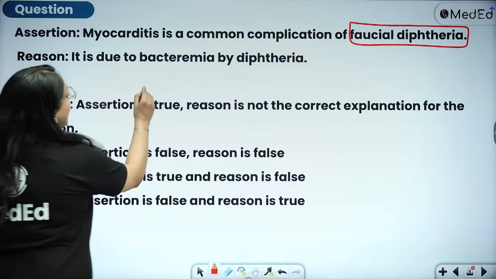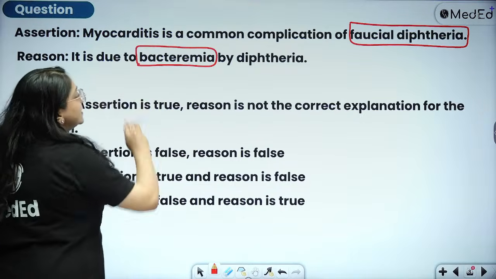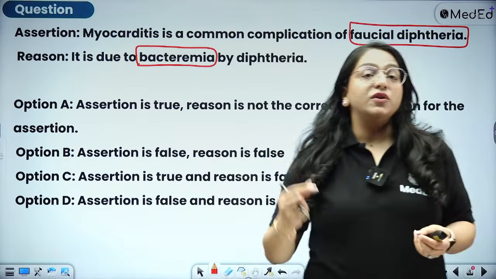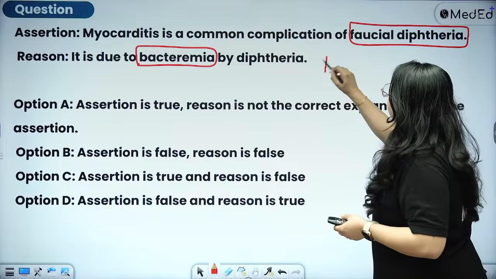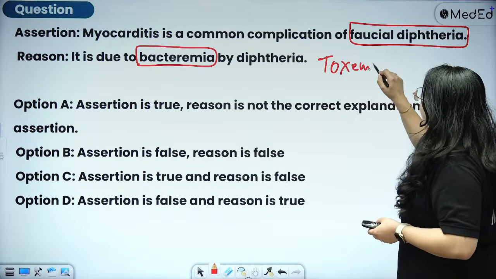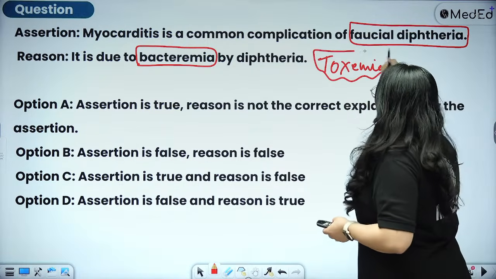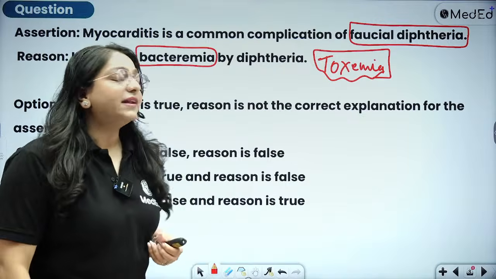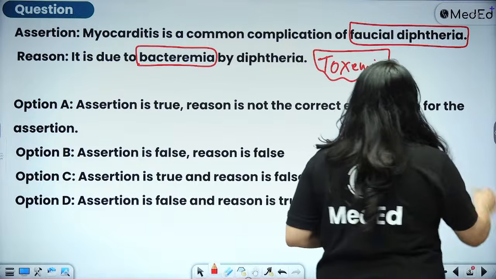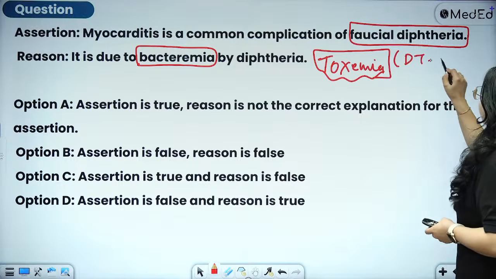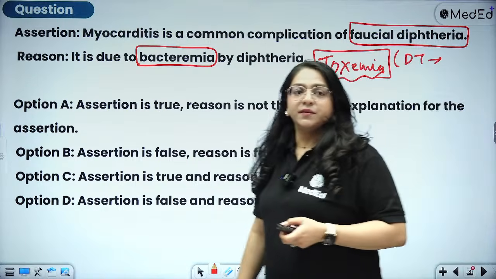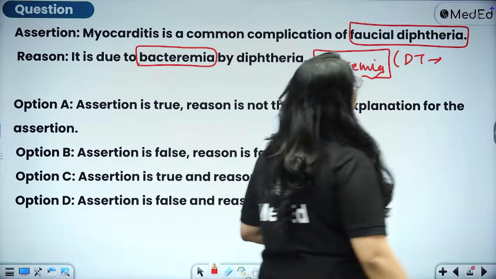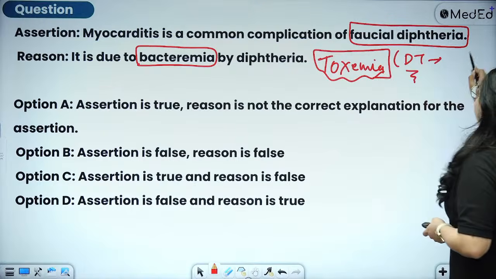It is due to bacteremia by diphtheria. This does not look okay to me. We all understand that the mechanism of action of Corynebacterium diphtheriae is toxemia. It produces the diphtheria toxin, the DT toxin. Who can write in the chat box the mechanism of action of diphtheria toxin? How does diphtheria toxin work? If you can write in the chat box, it's good. Otherwise, I have another question coming up for you where you all have to mark about the diphtheria toxin.